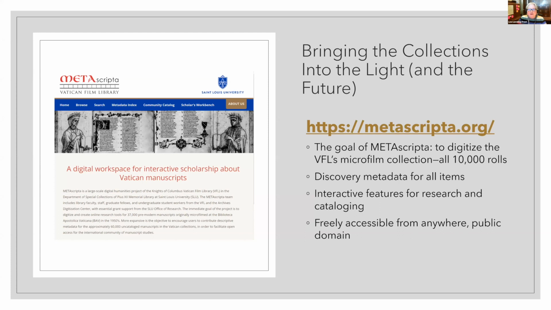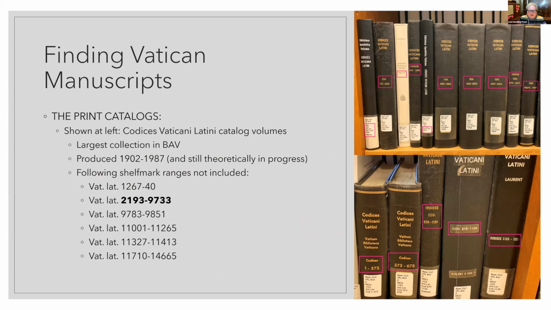Metascripta will also take steps to address an issue that has long been a problem for both the VFL and the BAV: discoverability. The VFL's collections have never been completely inventoried, and even at the BAV, only about 30% of its entire manuscript collection has been cataloged to modern standards. The print catalogs, if your institution is fortunate enough to have them, do not cover large swaths of the material, and even the online search function at DigivatLib isn't an effective way to find material for which you don't already know the exact shelf mark.